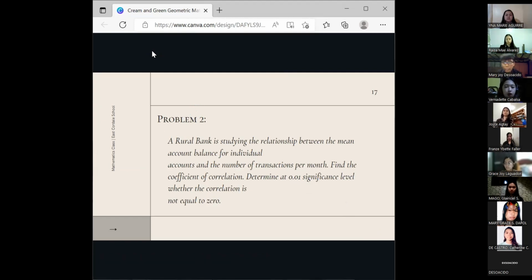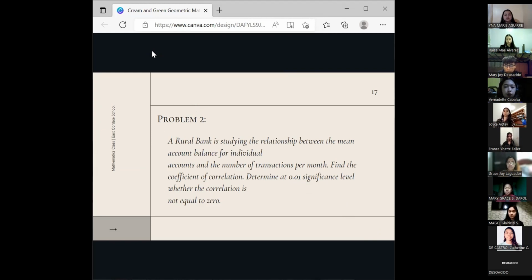Problem number 2. A rural bank is studying the relationship between the mean account balance for individual accounts and the number of transactions per month. Find the coefficient of correlation. Determine at 0.1 significance level whether the correlation is not equal to 0.